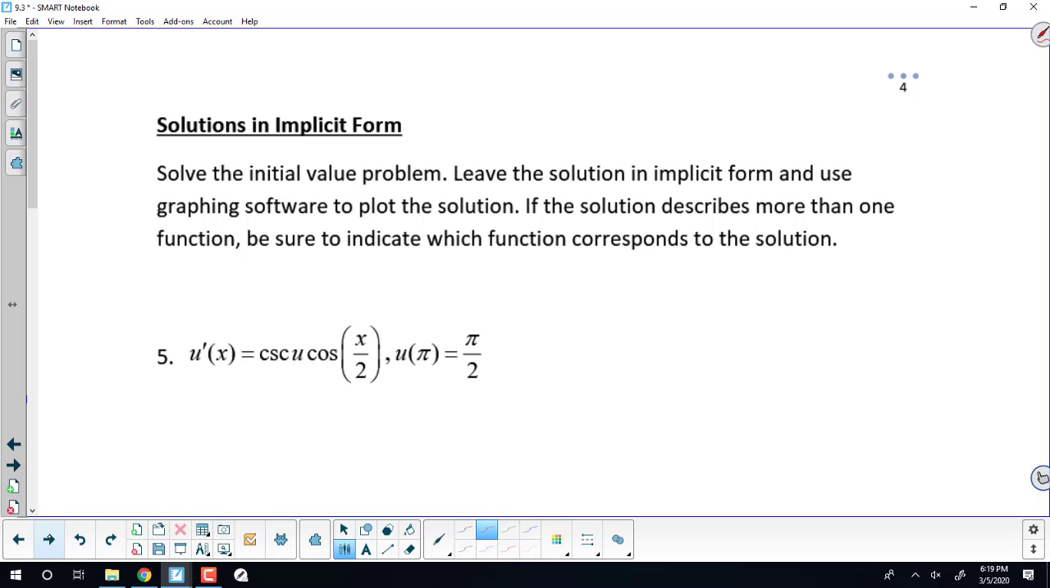So this says solutions in implicit form. Solve the initial value problem, leave the solution in implicit form. It means that we're not going to solve completely for u. Leave the solution in implicit form and use a graphing software to plot the solution. If the solution describes more than one function, be sure to indicate which function corresponds to the solution.